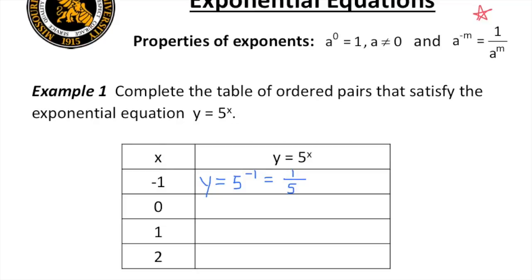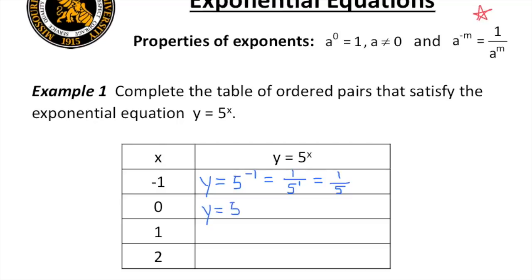So that would mean that we would then have 1 over 5 to the positive 1 power. After the movement to the other side of the fraction, the exponent becomes positive. So if x equals negative 1, our y equals 1/5. Now suppose x equals 0.